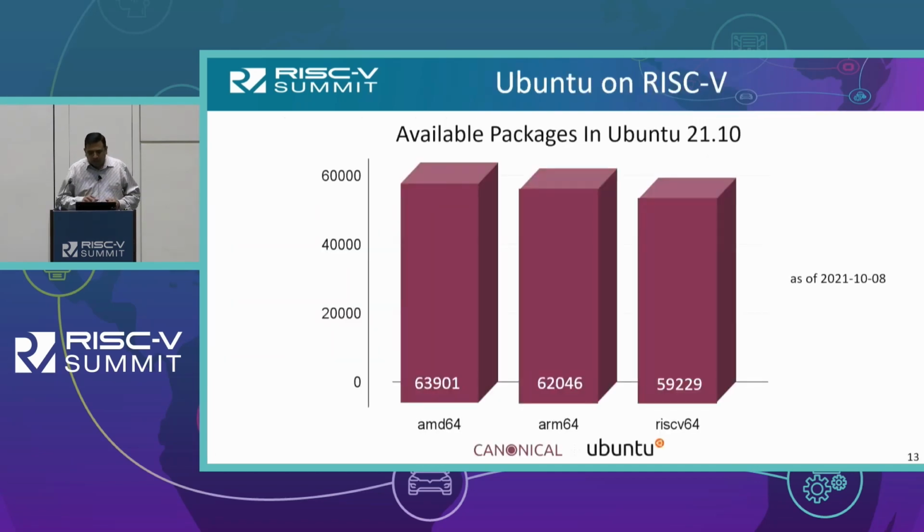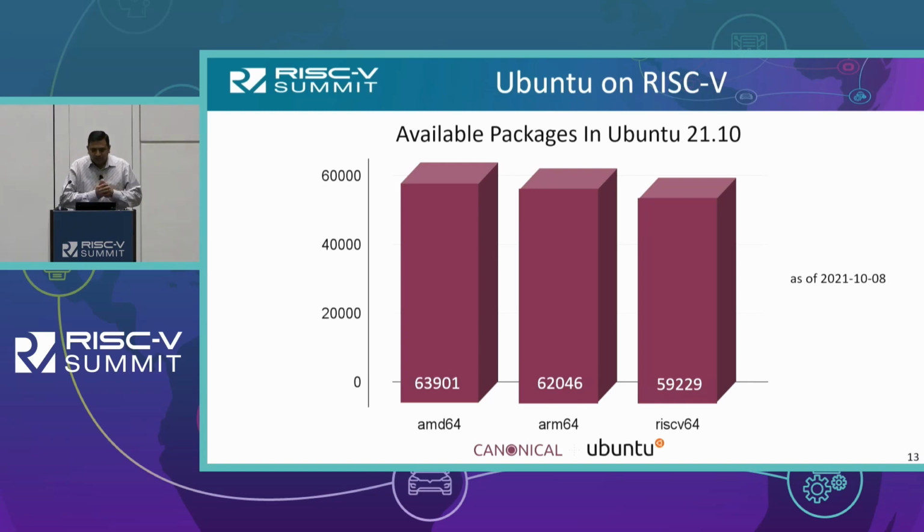So let's move on to Ubuntu, the distro support. This is a slide that really came from Ubuntu, thanks to Canonical for doing this. This picture shows the available packages as they are on Ubuntu 21.10 across AMD64, which is x86, ARM64, and RISC-V 64. Higher is better, meaning that it shows the equivalence of things running on Ubuntu across all these architectures.